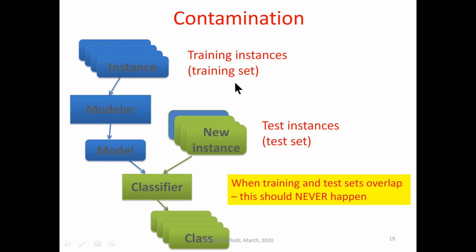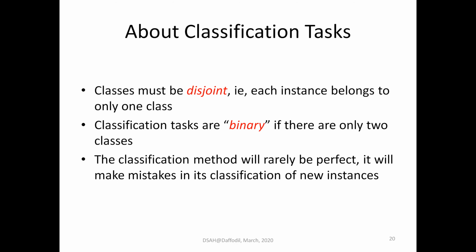When you are giving training and testing data, this should never happen: there should be zero intersection between the two sets. They don't have anything common. All right, contamination is when you have an overlap between the training set and the test set. About classification tasks, classes must be disjoint. That means each instance belongs to only one class. You cannot have any instance that belongs to two different classes.